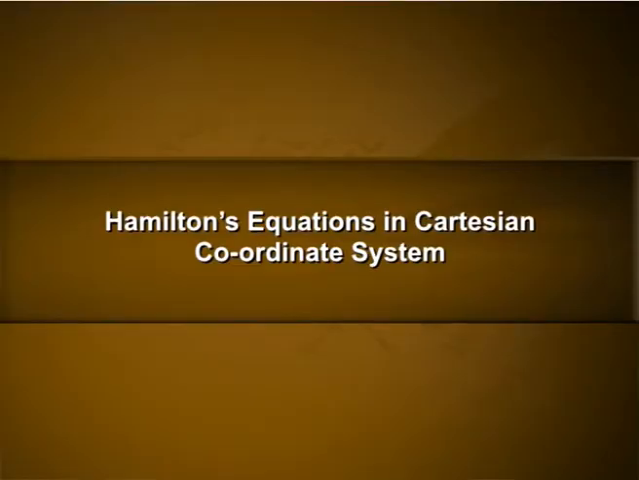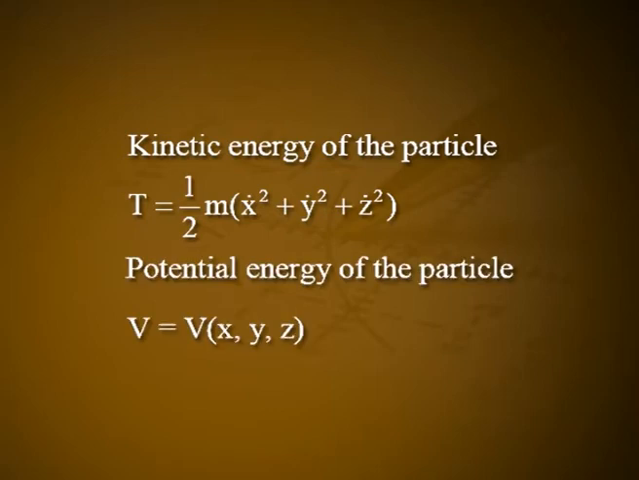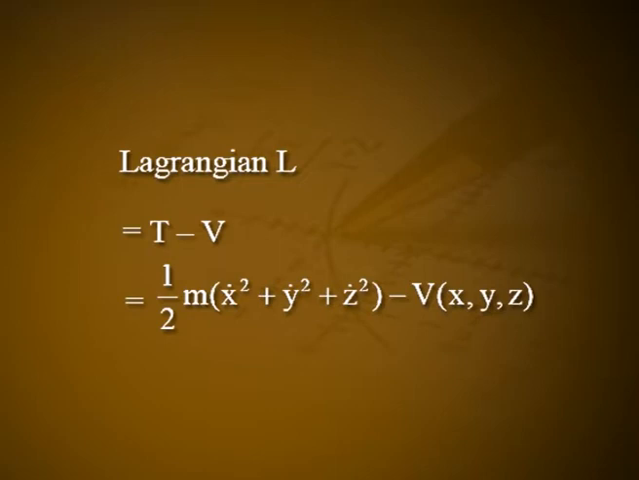Hamilton's equations in Cartesian coordinate system. Kinetic energy of the particle T is equal to 1/2 m (x dot square plus y dot square plus z dot square). Potential energy of the particle V is equal to V of x, y, z. Lagrangian L is equal to T minus V, which is equal to 1/2 m (x dot square plus y dot square plus z dot square) minus V of x, y, z.